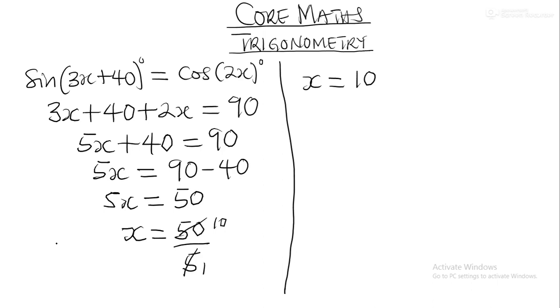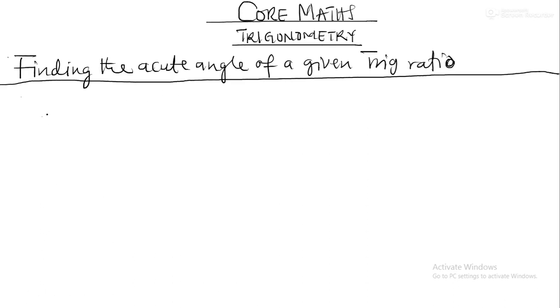Today we'll look at a different topic. Our topic for today is finding the acute angle of a given trig ratio. We will be doing this using a scientific calculator. So if you don't have your calculator with you, please go and get it before we continue. Get your calculators ready, then we start.